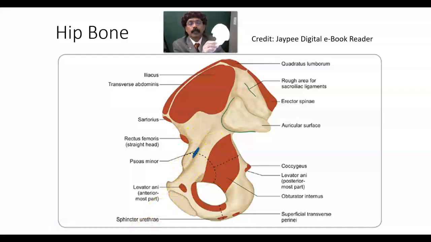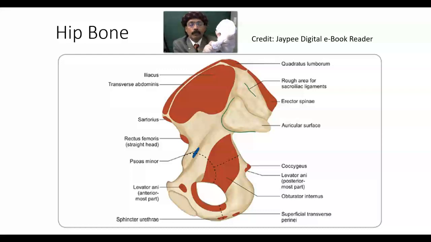Then if you go down here, the body of the pubis, the pelvic surface here, here is the origin of the levator ani muscle, anterior fiber. What is the posterior fiber? Posterior fiber takes origin from the ischial spine. Here is the ischial spine. Okay, so anterior fiber, posterior fiber of the levator ani muscle. Here, this part is also related to the puboprostatic ligament. It is related to the urinary bladder, the pelvic surface of the pubis.